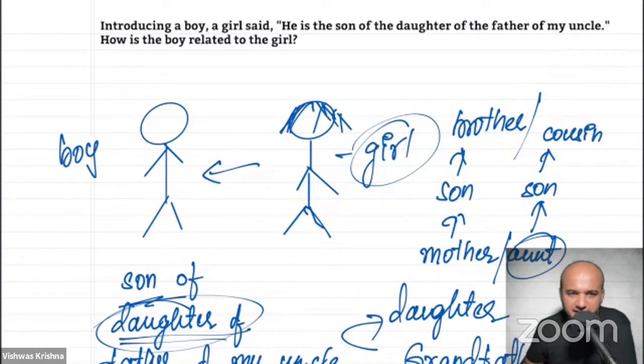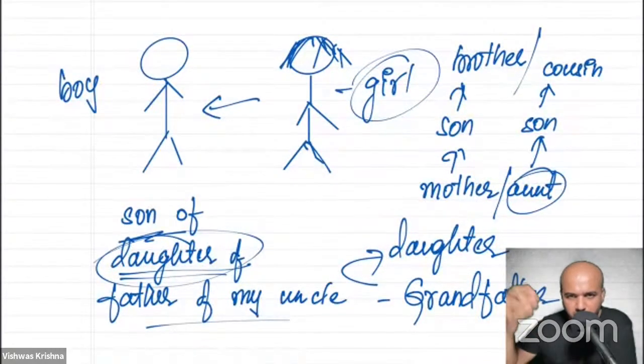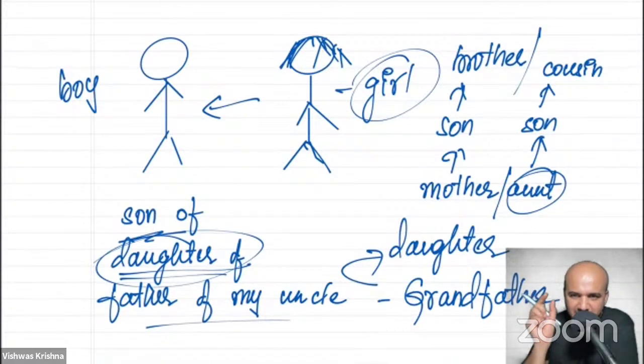So what we did here, Matthew, is we broke down the relationship into different parts. Son of the daughter of father of my uncle. So father of my uncle is one part, daughter is one part, and lastly son, another part. So there are three relationships here. Father of my uncle is grandfather. His daughter is either my mother or my aunt. Their son would be either my brother if it is my mother, and it would be my cousin if it is my aunt. That's it. I hope it is clear.